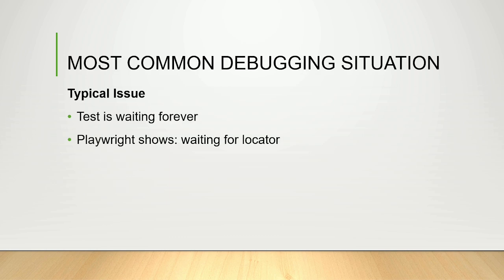So let's see the most common debugging situation. This is the most common situation you will see. Your test is running, but it looks stuck. Playwright logs something like waiting for locator. So what Playwright is actually telling you is very simple: I am waiting because I cannot find the element in the DOM. This message is not an error, it's a clue.